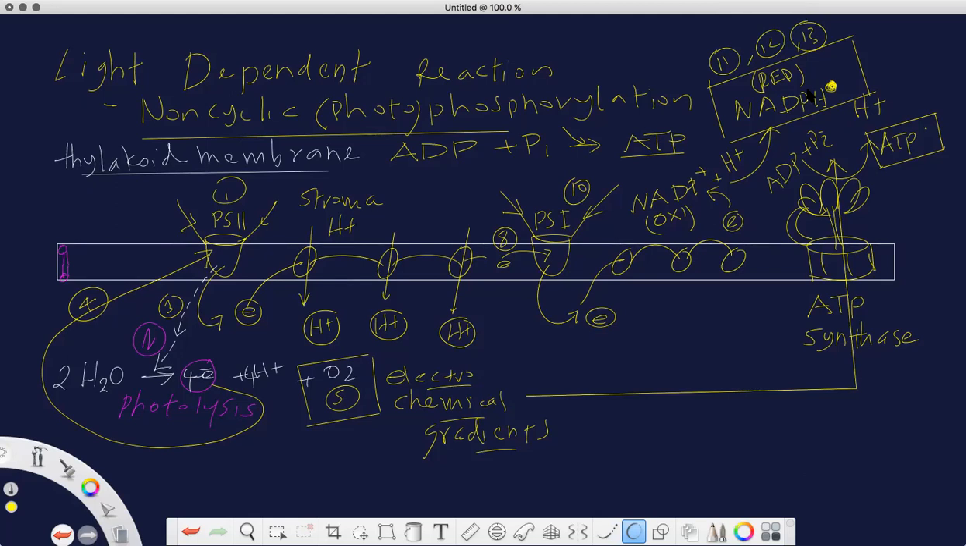Then point numbers 14, 15 and 16 explain that the hydrogen ion gradient is created. The hydrogen ions can only move through the ATP synthase complex. When they move through the ATP synthase complex, ATP is formed. This is called photophosphorylation.